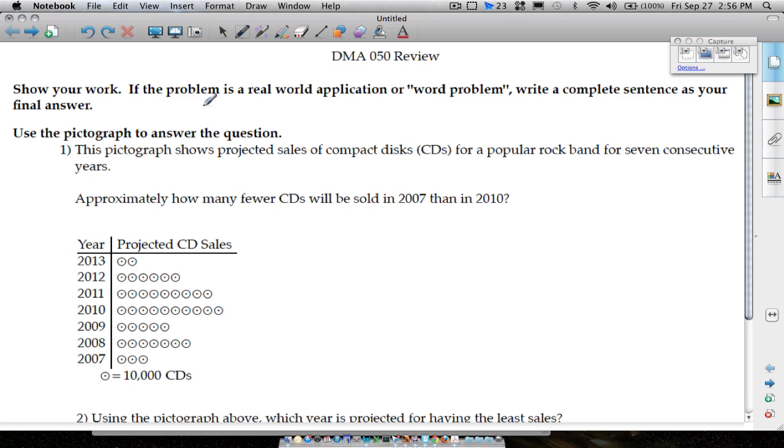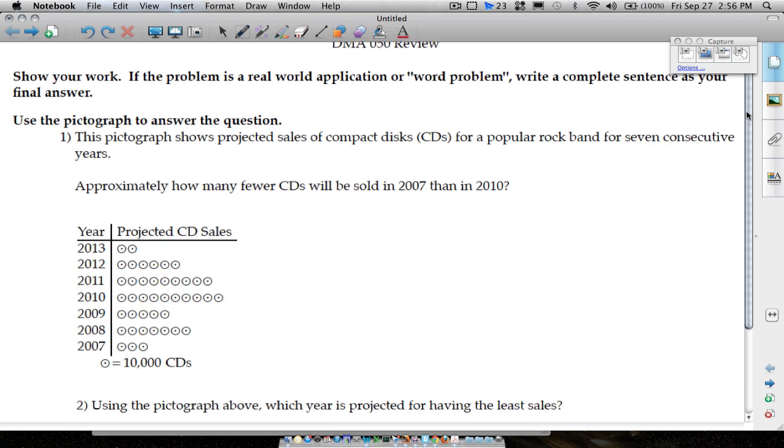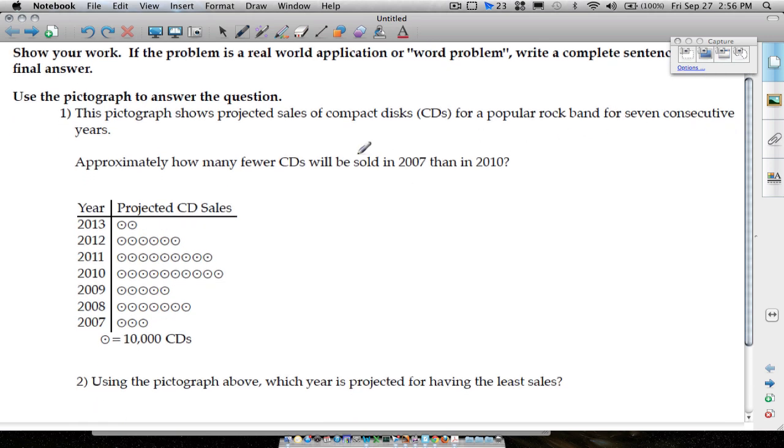Show your work. If the problem is a real-world application or word problem, write a complete sentence as your final answer. So don't forget that whenever you're solving a real-world problem.